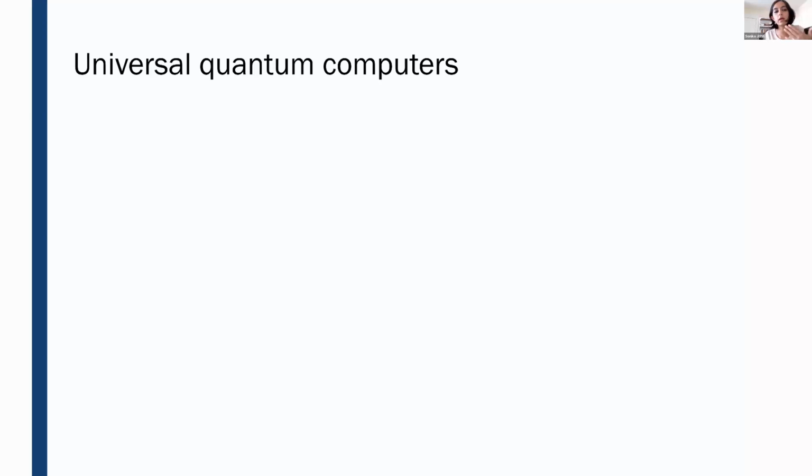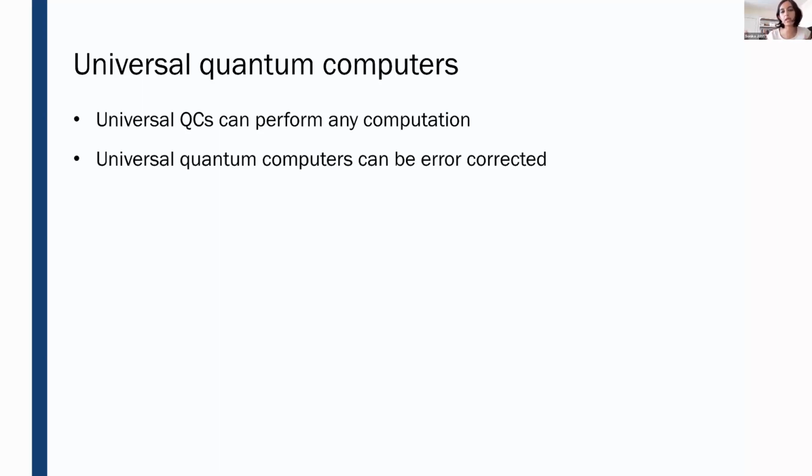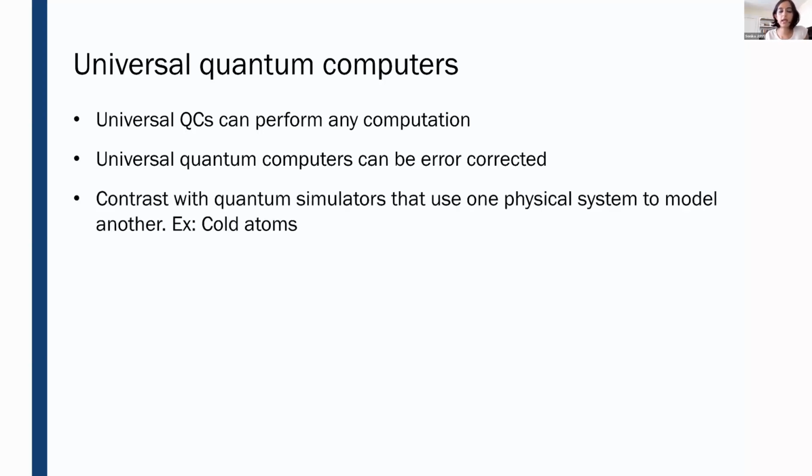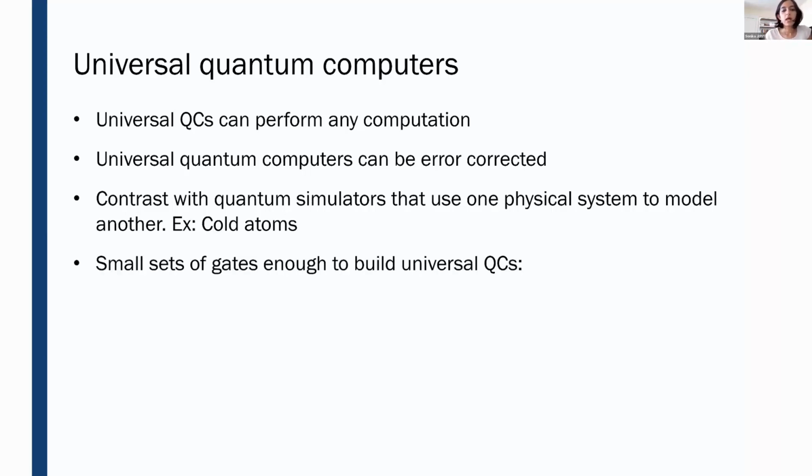We were just talking about gate model quantum computers. I'm calling them universal quantum computers here. Basically, universal quantum computers can perform any computation, and they can be error corrected. They should be contrasted with quantum simulators that use one physical system to model another physical system. An example of this would be cold atoms. The interesting thing about universal quantum computers is that small sets of gates are enough to build them.